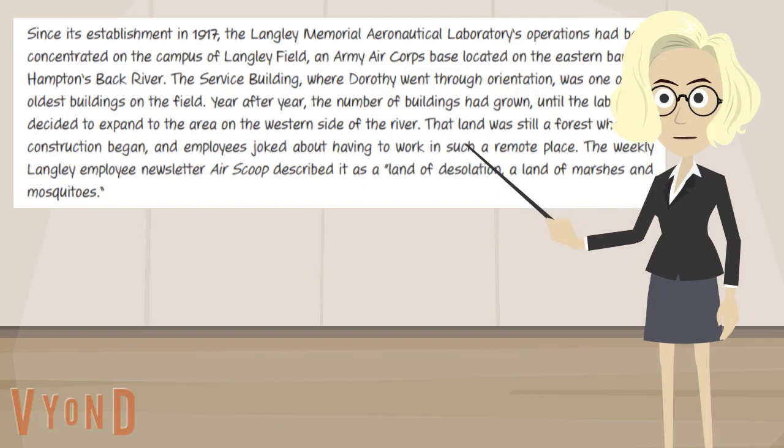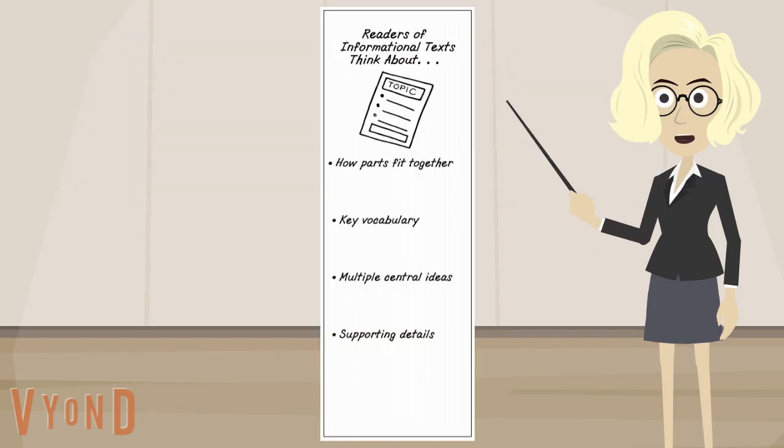Readers, does this part still read like a story, or are you noticing a shift here? It feels like the text is teaching information, almost giving facts about exactly what the Langley Laboratory looked like. Let me remind you of a few key things readers of informational text think about. Readers of informational text think about how parts fit together. They think about key vocabulary and multiple central ideas. They think about supporting details.